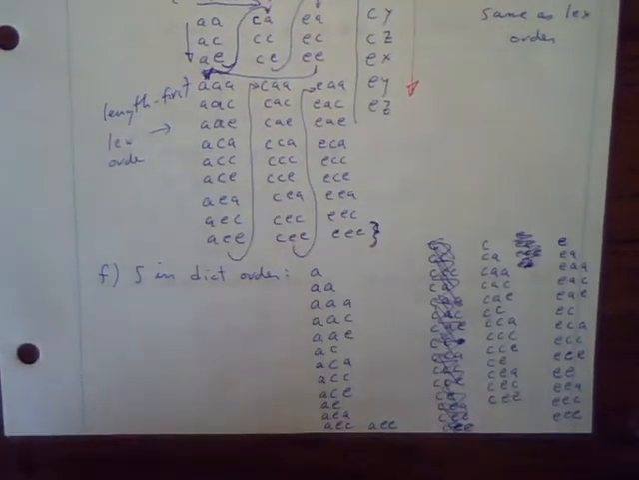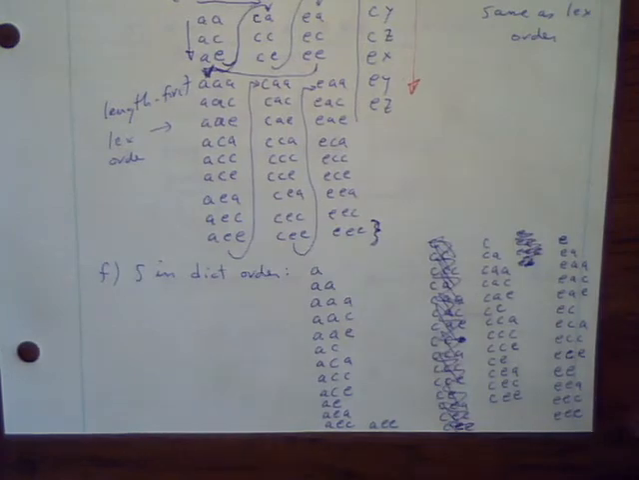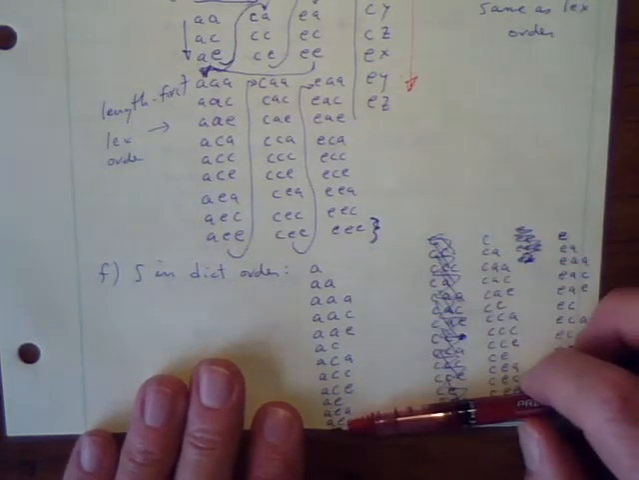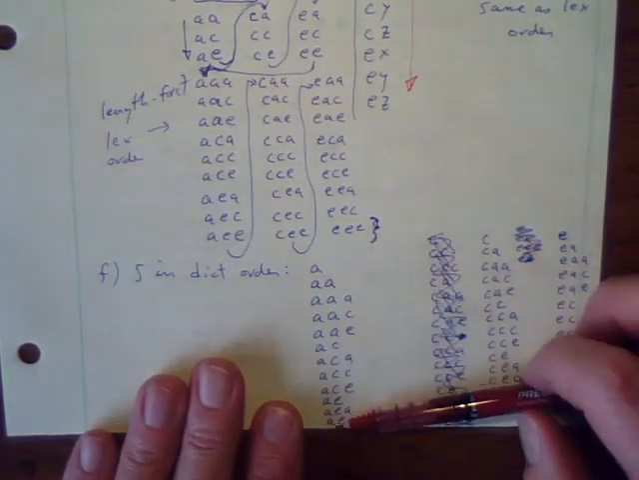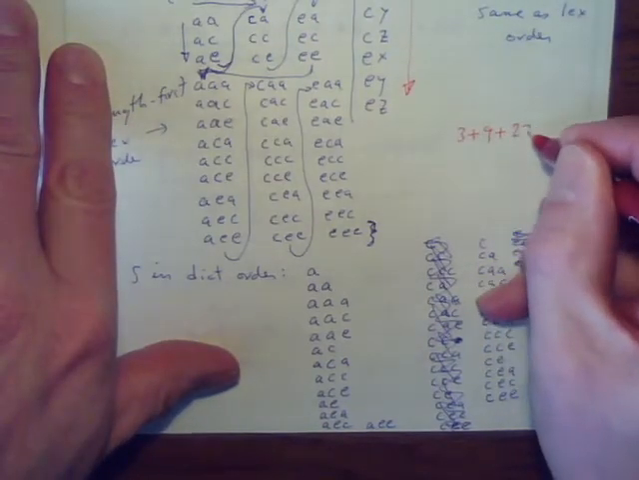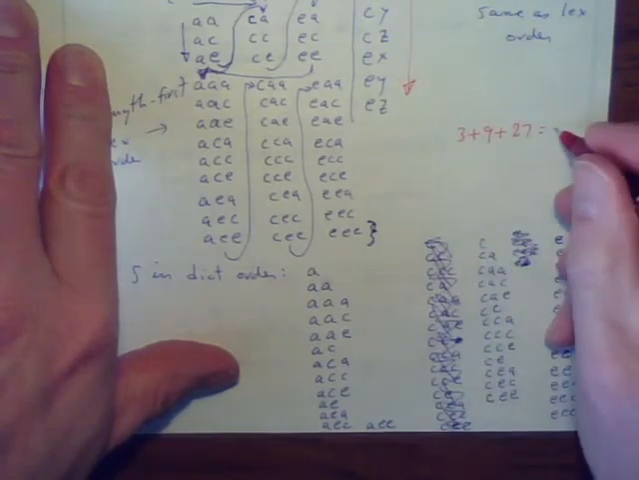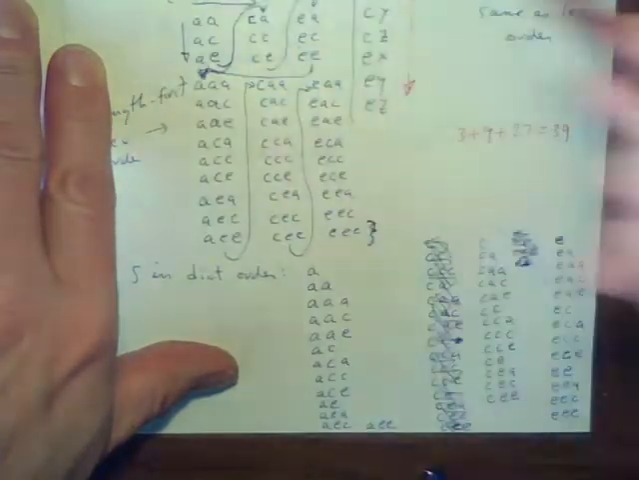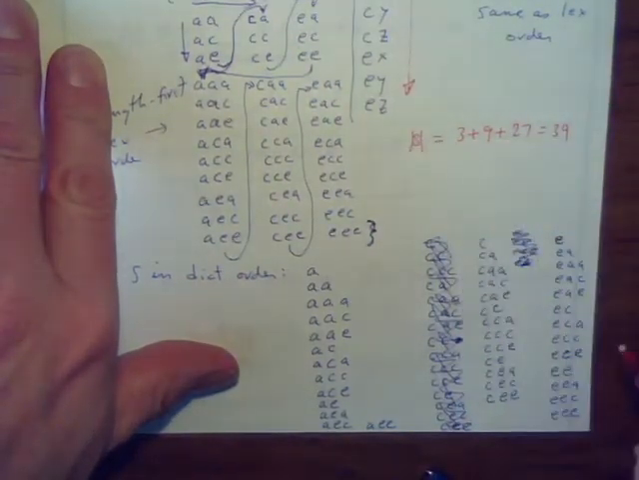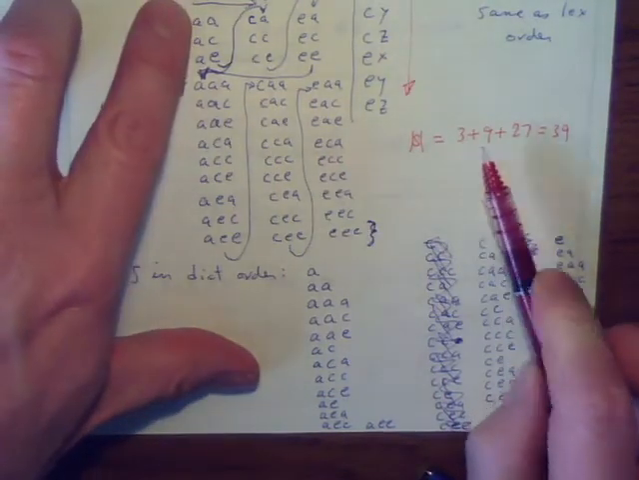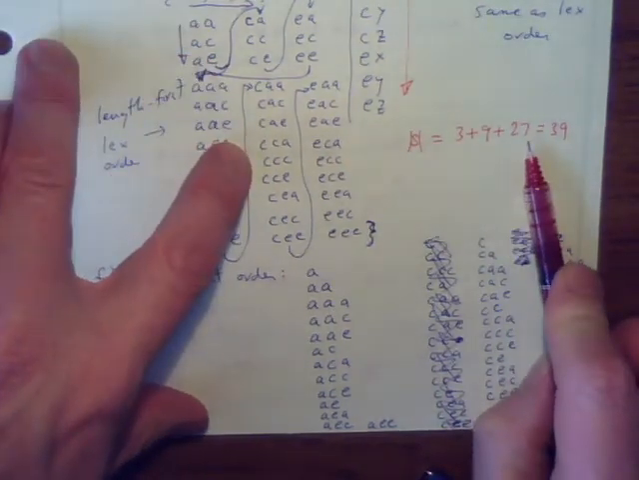Finally, part F asks for S in dictionary order. Now it gets tricky, and you can see I had to scribble out a few things. Basically, I'm going to start with the A's. Certainly anything that starts with an A comes first. And it turns out there are 3 plus 9 plus 27, or 39 elements in S. And I can look at them as 3 one-letter elements, 9 two-letter elements, or 27 three-letter elements.